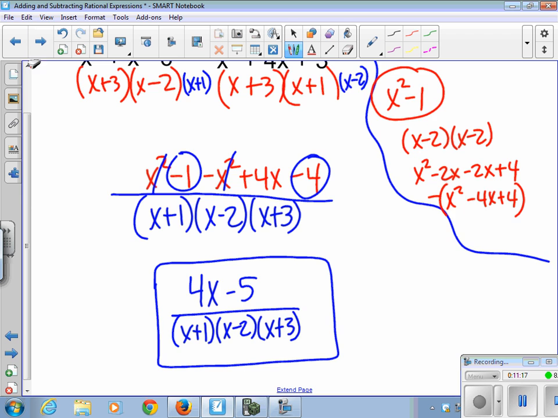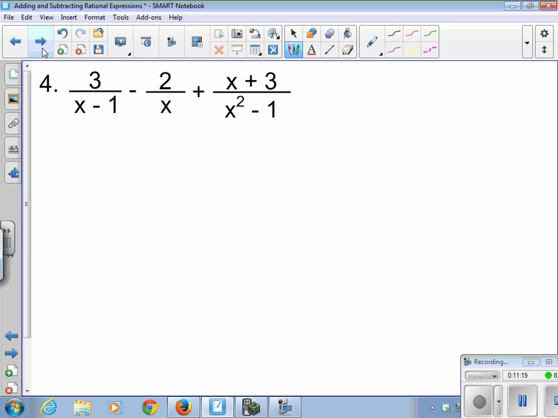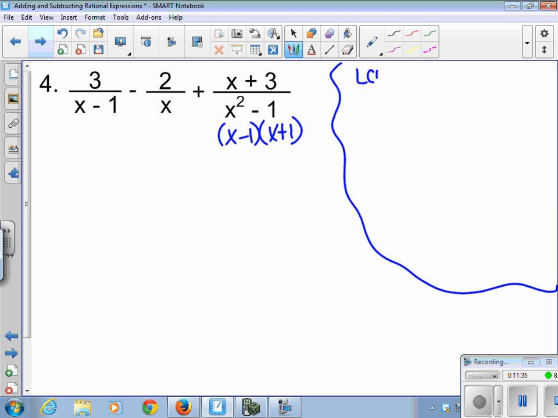All right, let's look at 3 harder ones. So those were simpler ones. Let's look at some harder ones. Now, here, I'm going to have to factor this third fraction into x minus 1 and x plus 1. So my LCD, I'm going to make my bubble, my LCD is going to be, I need to make sure that I have this x as a factor, okay?